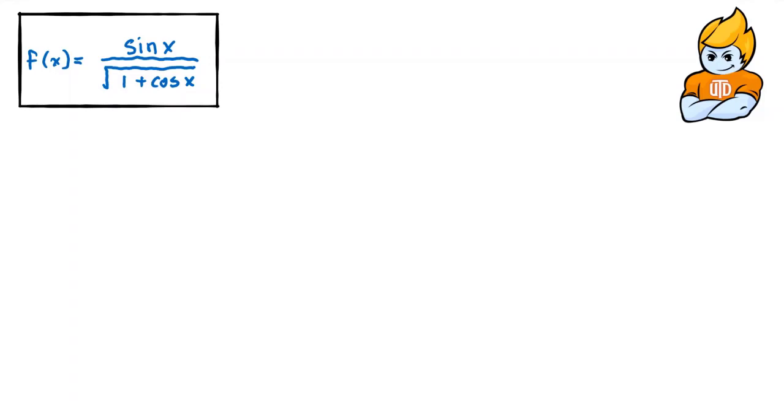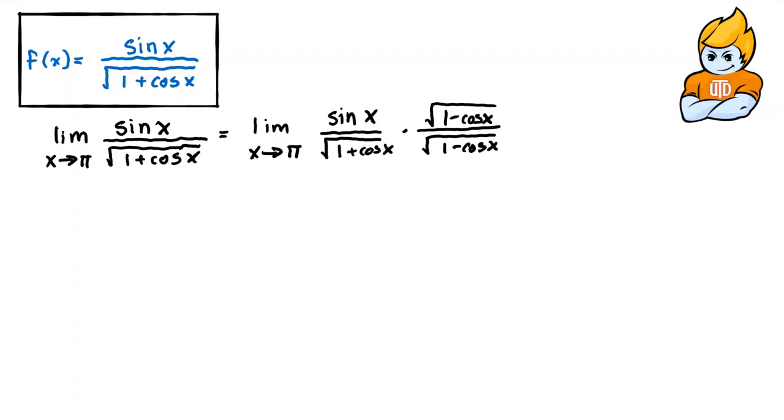We're going to consider the function sine x divided by the square root of 1 plus cosine x. This function is not defined at x equals pi, because we get 1 plus cosine pi, or 0, in the denominator. So instead, we're going to look at the limiting behavior of the function as x approaches pi. Let me demonstrate how to do this problem incorrectly. I come up with a clever idea of multiplying by the square root of the conjugate of 1 plus cosine x on top and bottom.